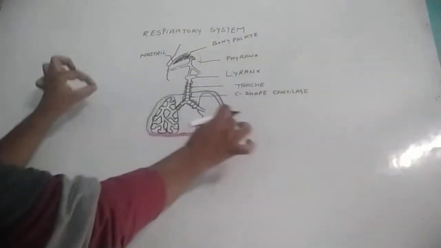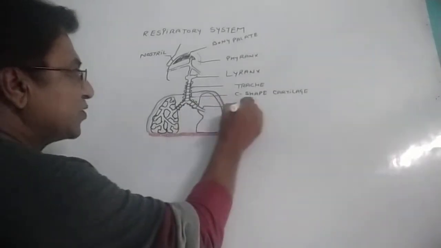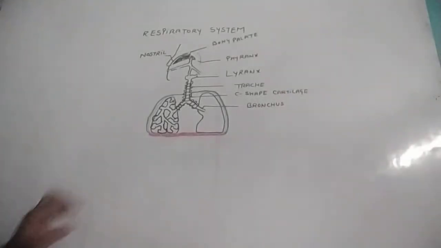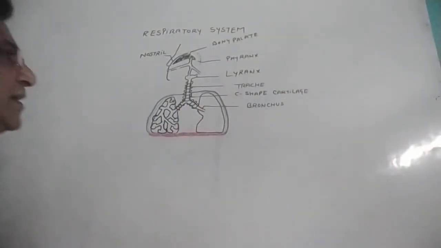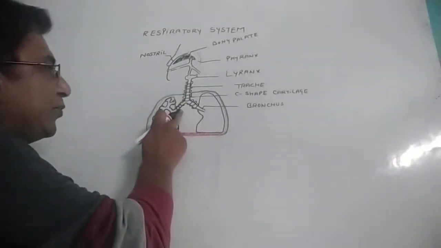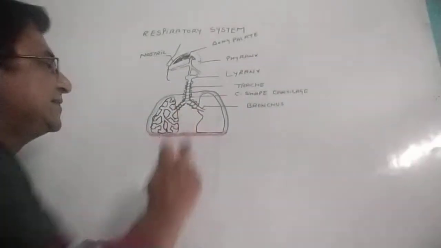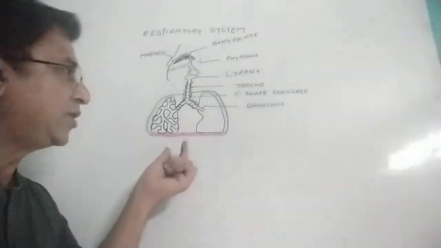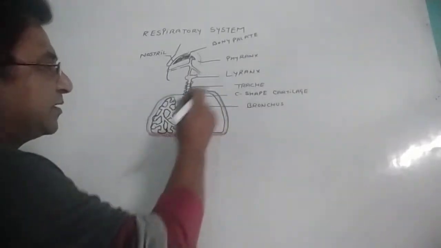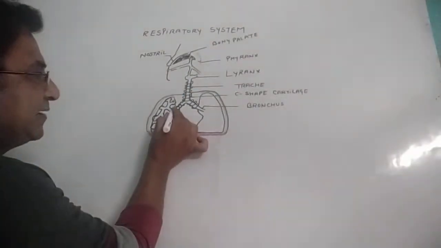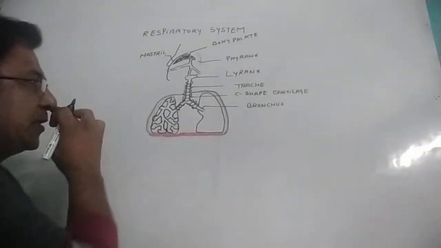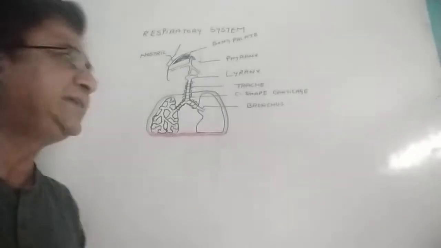Then the trachea splits into two branches. Each branch is called a bronchus. Each bronchus enters into each of the lungs. Of these two branches of the trachea, the bronchus of the right side is a little smaller and the left side is a little longer. Remember that. These bronchi are also held by C-shaped cartilage. Inside, the bronchus goes and divides multiple times to produce primary, secondary and tertiary bronchioles.